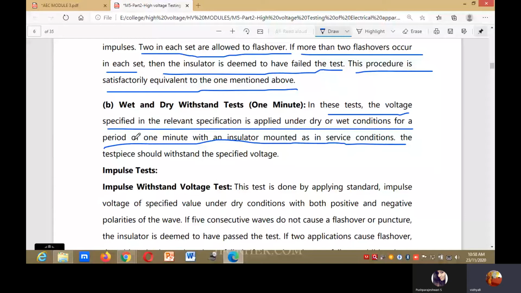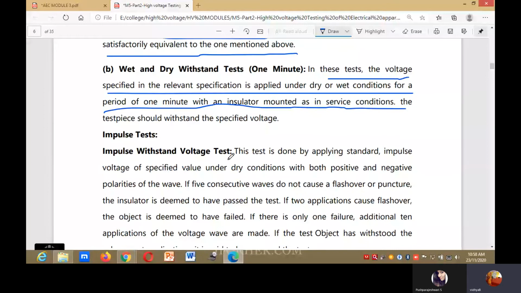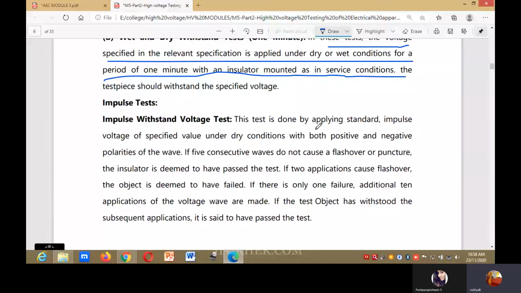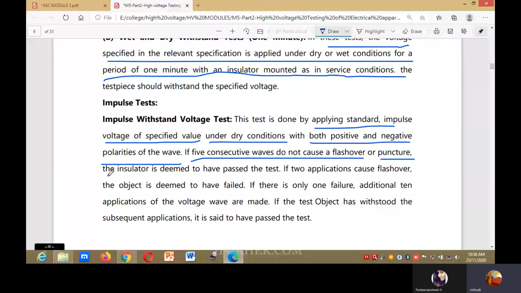Okay, impulse withstand voltage test. This test is done by applying standard impulse voltage of specified value under dry conditions with both positive and negative polarities of the wave. If 5 consecutive waves do not cause a flashover or a puncture, the insulator is deemed to have passed the test. We can call it as passed the test.